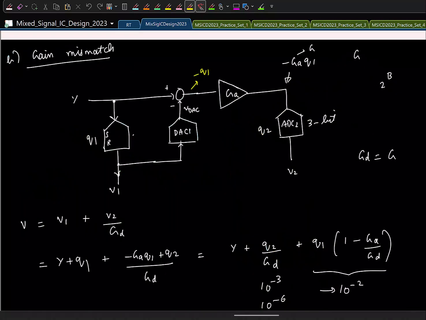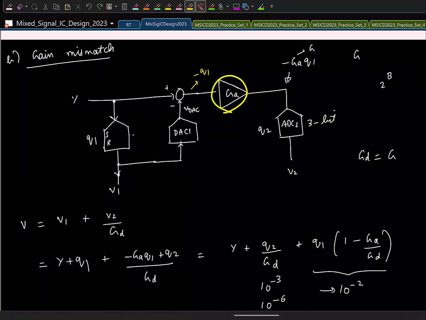First is the fact that the gain you have for the residue amplifier will not match the gain you have in the digital domain when you reconstruct. So what will happen if that is the case? The residue, which is the quantization noise from the previous stage, will not completely get cancelled. So how do we solve for this? The issue is this gain here doesn't match this gain. So what is the solution? We do calibration and we calibrate the digital gain.